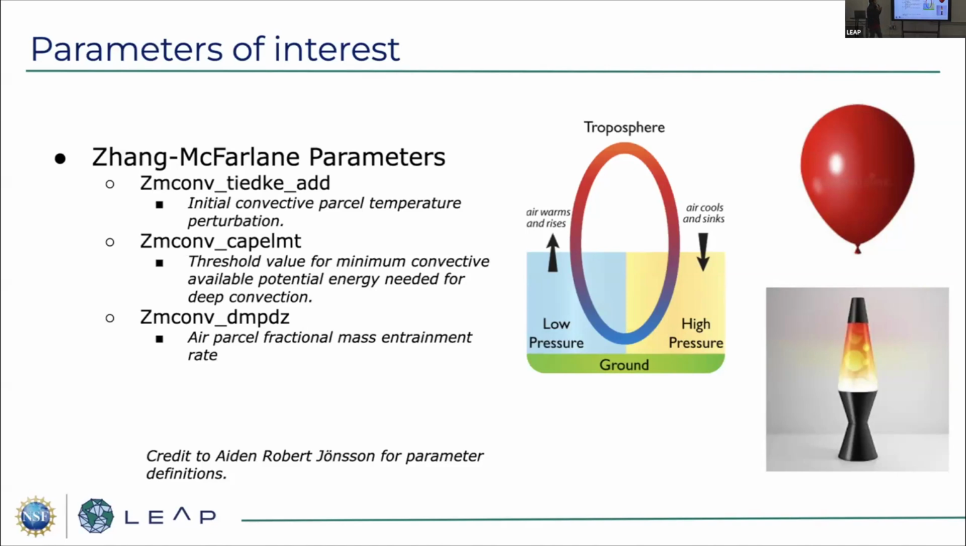And basically, these are the three parameters that are driving the convection process. That makes sense, since that's what a monsoon is. It's just really fancy convection that gives you lots of water.